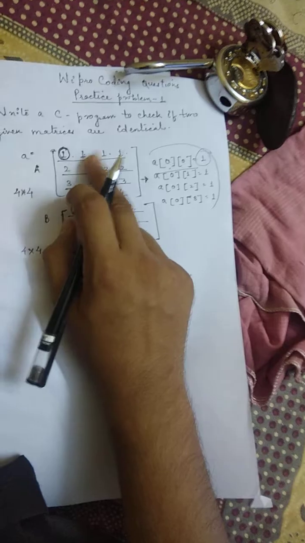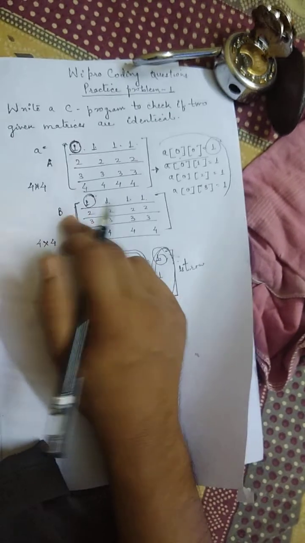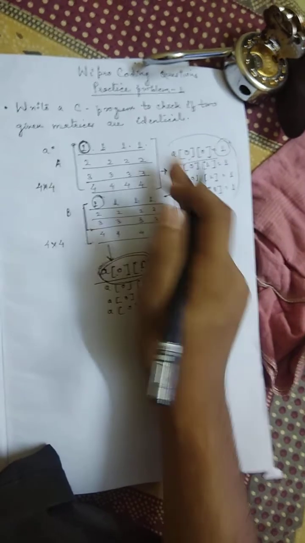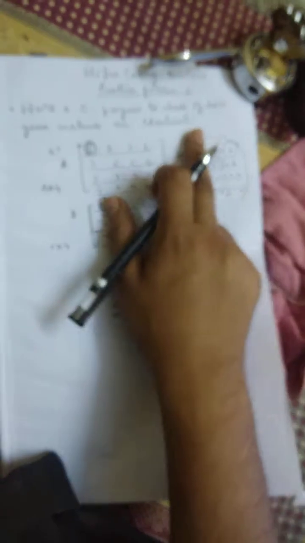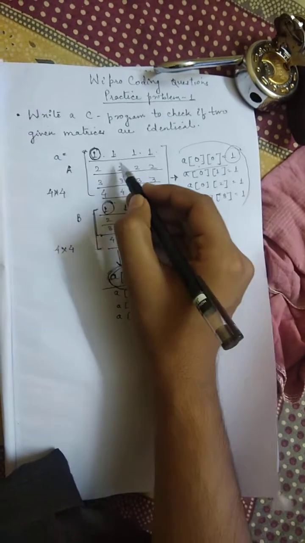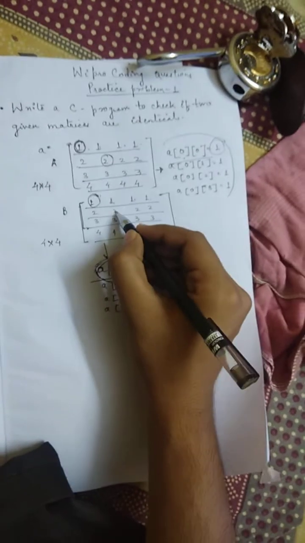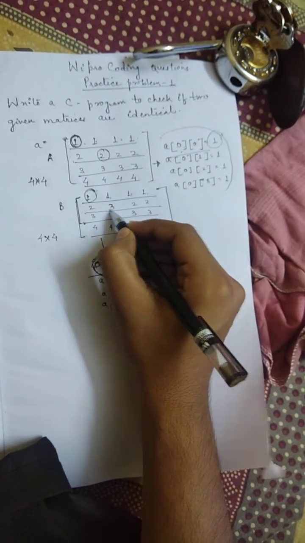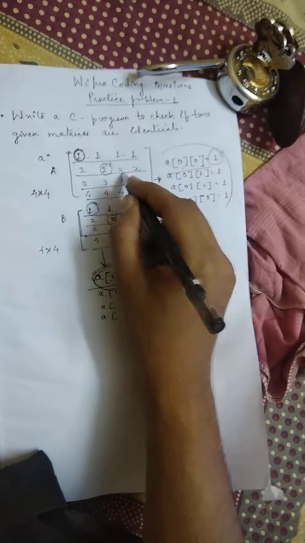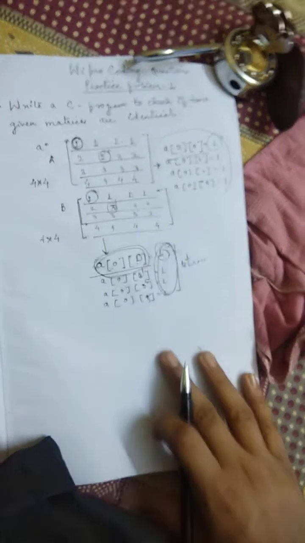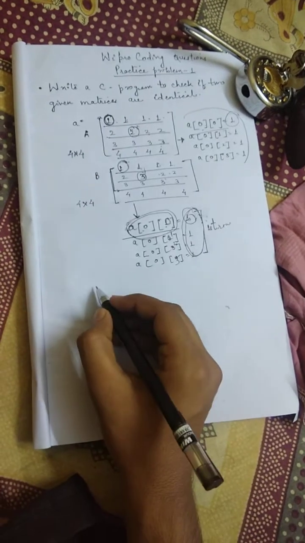Likewise, for each and every element, if you compare matrix A with matrix B and the values are identical, then we can say these two matrices are identical. But if an element like A 2 2 is 2 and the value of B 2 2 is 3, then these two values are not equal, so we can say that these two matrices are not identical. For this we have to write a program.